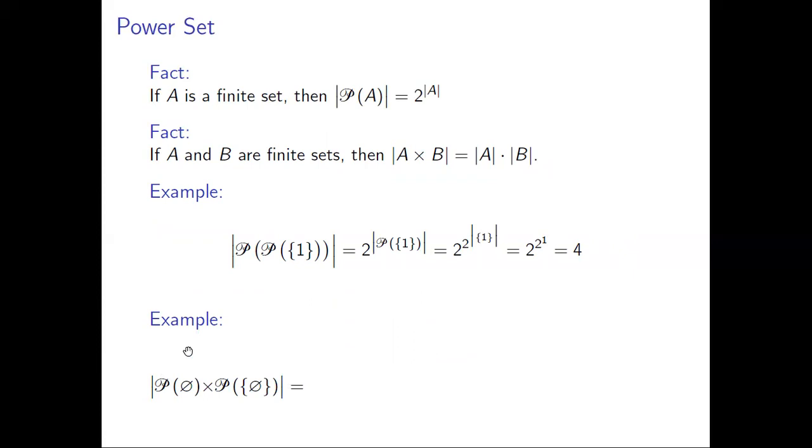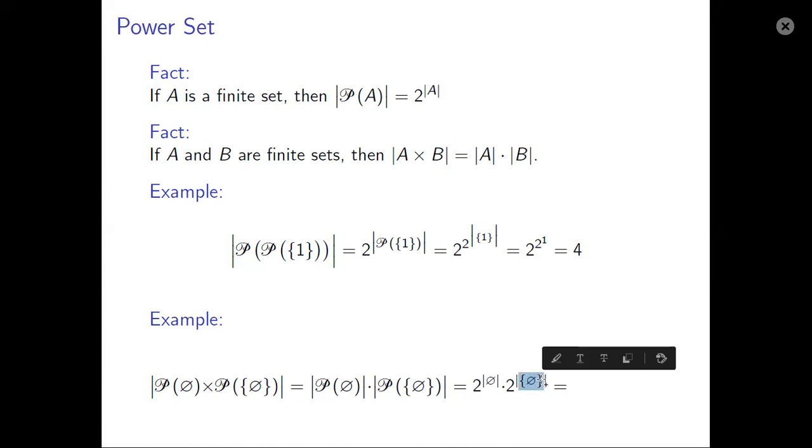Again, we're following the rules. If A and B are finite sets, then the cardinality of A cross B is the cardinality of A times the cardinality of B. So in this case, we want the cardinality of the power set of the empty set times the cardinality of the power set of the set whose only element is the empty set. This is 2 to the power of the cardinality of the empty set times 2 to the power of the cardinality of this set. The cardinality of the empty set is 0, so that would be 2 to the power of 0. The cardinality of this set is 1, so that would be 2 to the power of 1. So we have 2 to the power of 0 times 2 to the power of 1, which is 1 times 2, which is 2.